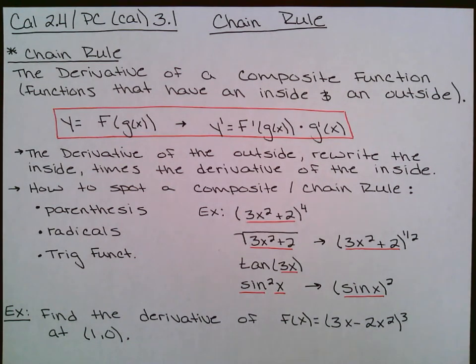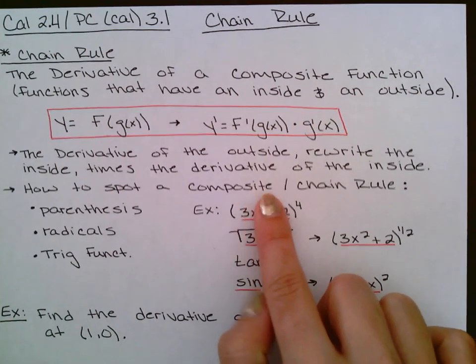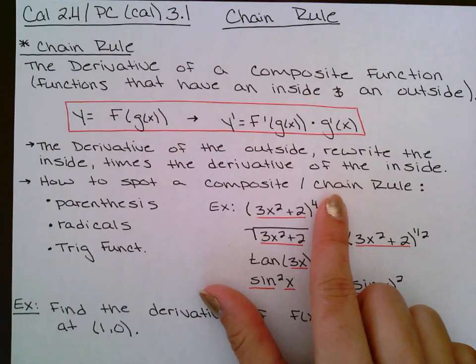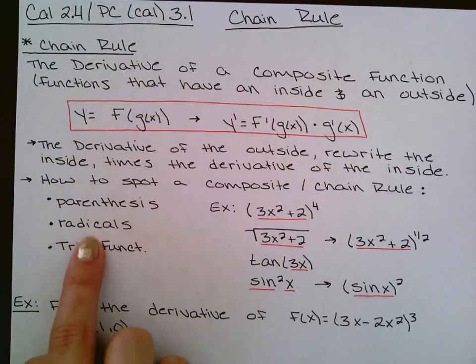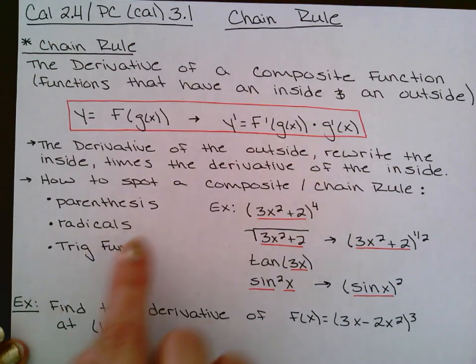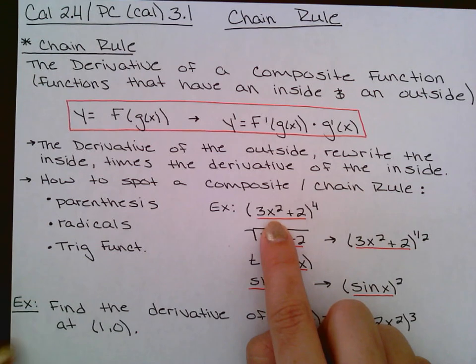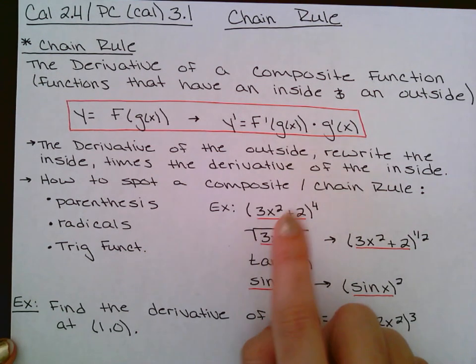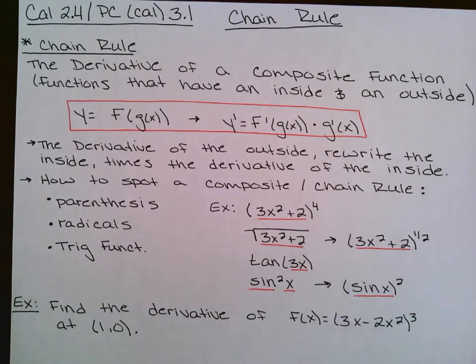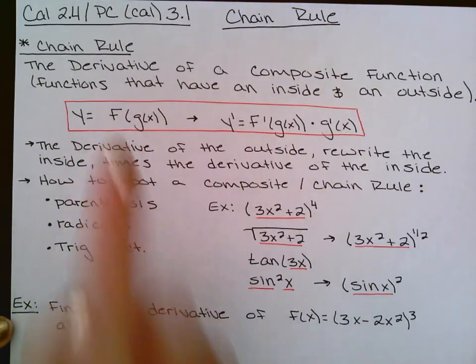Now, some ways to spot that you have a composite function and that you need to do the chain rule are parentheses, radicals, and trig functions. These are the three main types that I want to show you today. So if you see a parentheses and the inside is more complex than just one simple variable, you have a composite function, okay? So your goal is to try and spot who the inside and the outside is.